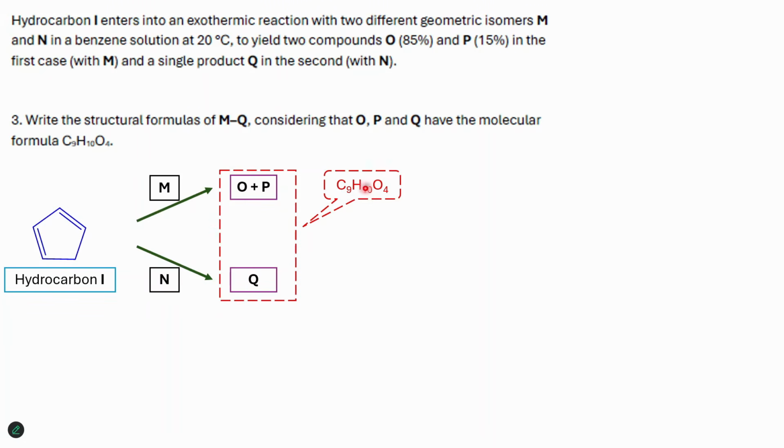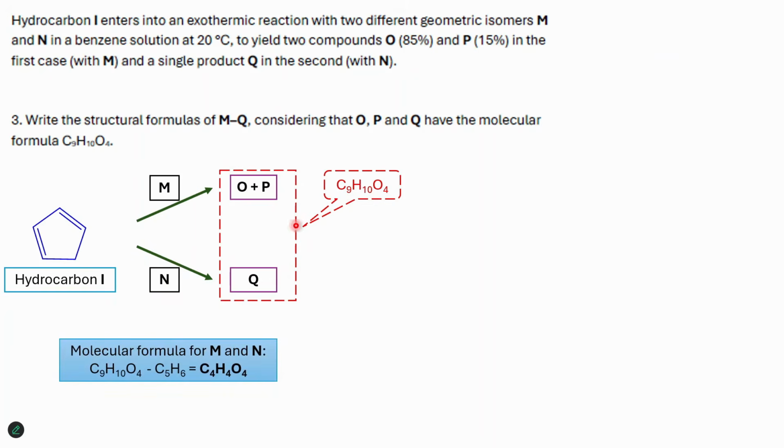And since we are given the molecular formula, and M and N are geometric isomers, and this is a diene, and previously we have done some Diels-Alder reaction or pericyclic reaction, we are assuming that we don't have anything else formed, right? So we have just hydrocarbon 1 combined with M to get O plus P, or for example, hydrocarbon 1 combined with N to give Q. So we can do this molecular formula subtraction. We know the molecular formula of O, P, Q. Let's just use the second reaction, hydrocarbon 1 plus N to give you Q.